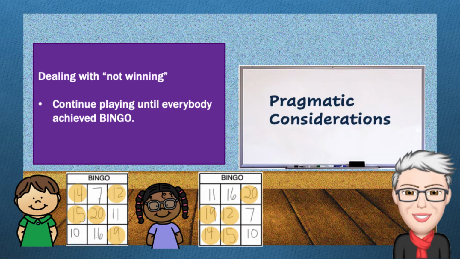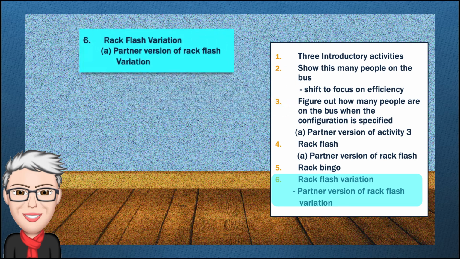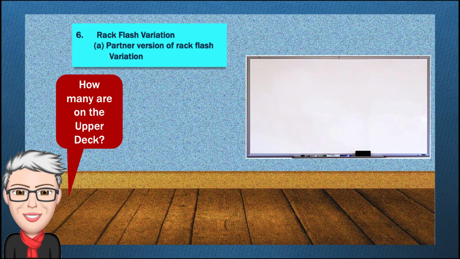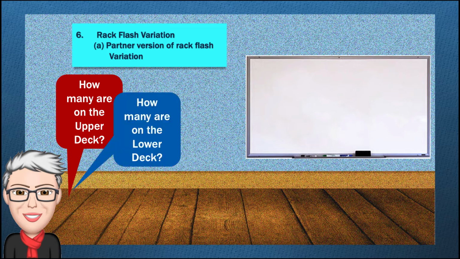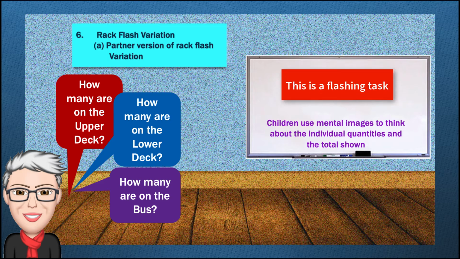Once children are adept at figuring out the total shown in the Rack Flash task, the teacher can use this variation we described here. In this variation, children are asked to tell how many they saw on the upper deck of the bus, how many they saw on the lower deck of the bus, and the total number of people on the bus. In other words, in this task, children are asked to focus on more details. Remember that this is a flashing task. Children have to use their mental images to think about the two individual quantities and also about the total shown.